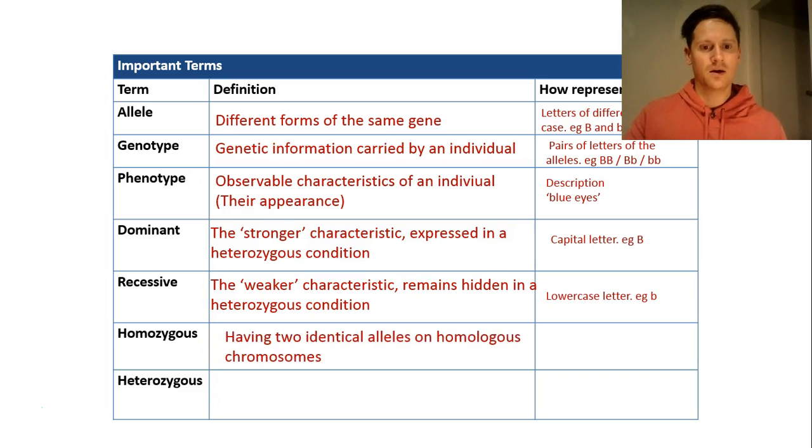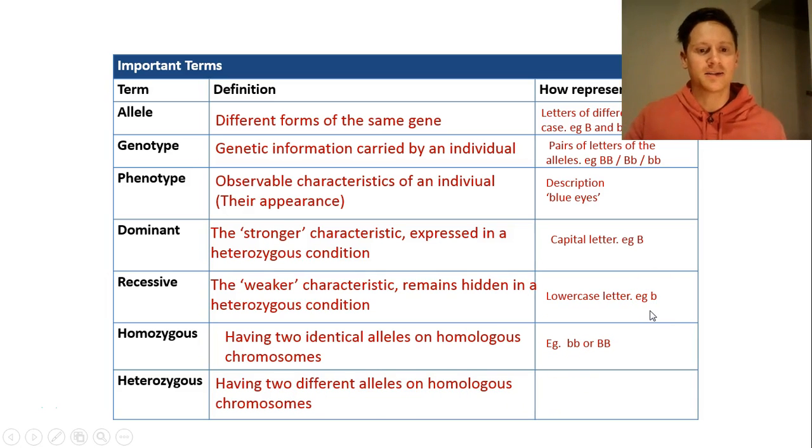Homozygous is having two identical alleles on homologous chromosomes, and that's represented by the same case, either little b, little b or big B, big B. Essentially just having the same case, upper or lower, each time. Heterozygous is having two different alleles on homologous chromosomes. So different cases in terms of letters. So an example is big B, little b. Please pause the video and get this information into your notes.